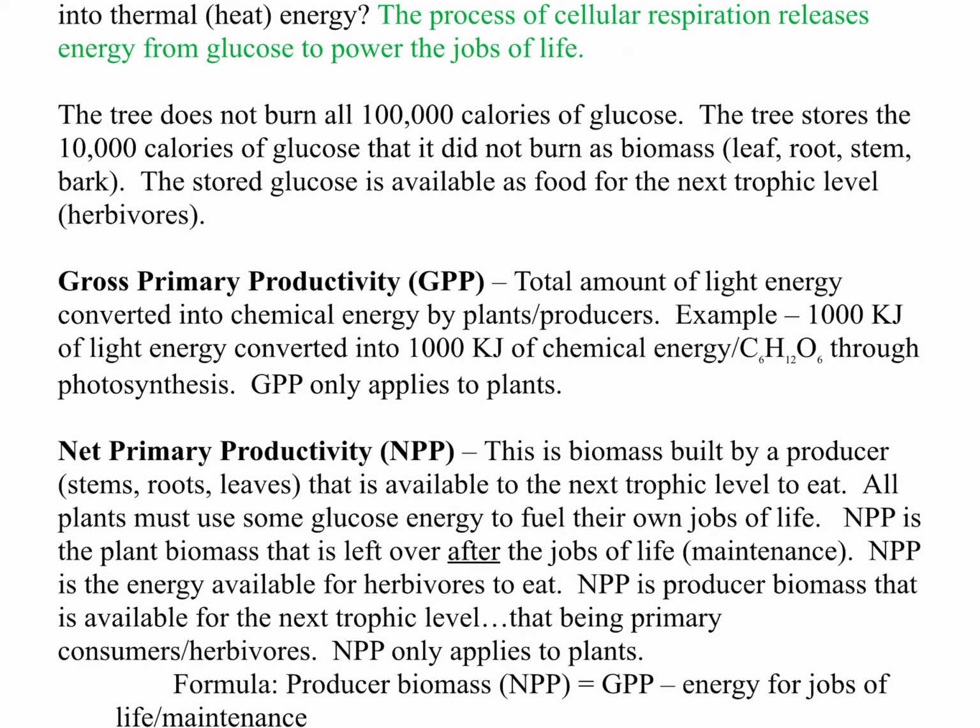The stored glucose is available as food for the next trophic level. So the glucose that was not burned is now stored as biomass in the plant, and that's what's available as food to the herbivore.